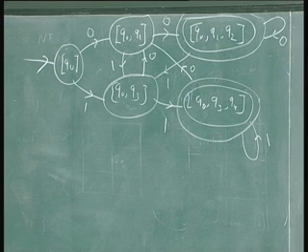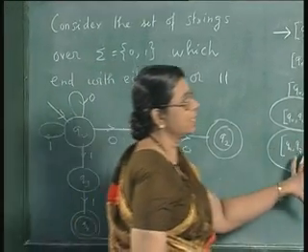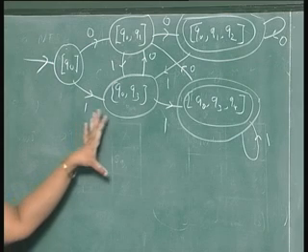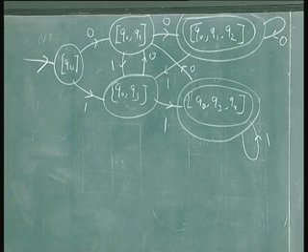And also you can very easily see that this is a deterministic diagram. So from the non-deterministic automaton like this, by use of subset construction, we have got the deterministic automaton. So we have seen how to construct a deterministic automaton from a non-deterministic automaton.